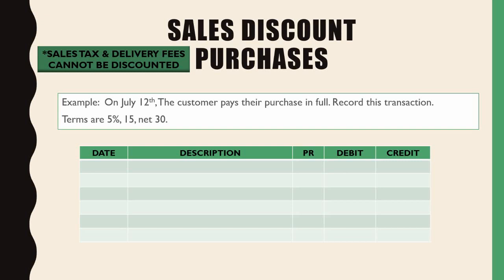Okay. So now, let's say on July 12th, the customer pays us for their purchase in full. So how do we record the discount now? Remember, the terms was 5%, 15, net 30. So again, they purchased the hats on July 1st, 12 days later, which they do meet the discount period. So how do we grant them this 5% discount? Okay, so you'll take the $1,092.50, remove the 5%, which is minus $54.63.